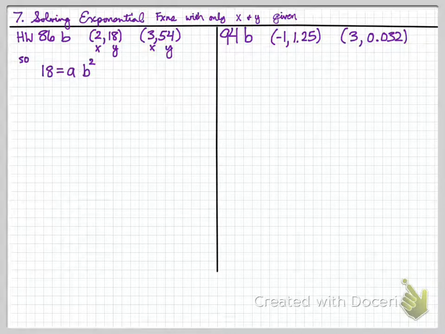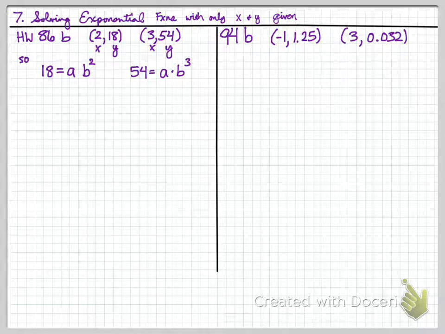So let's look at 86B. You turn 2, 18 into 18 equals A times B squared. So we put the 18 where the Y should be, we put the 2 where the X should be. And thusly, we do the same with the second point. We put 54 equals A times B to the third. Now we've got two equations here, and we can use them to find A and B.